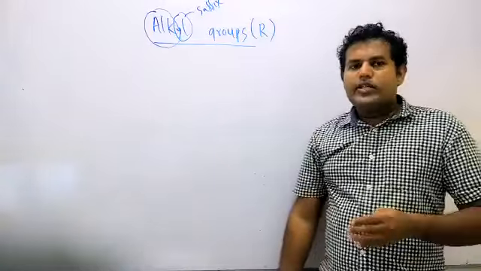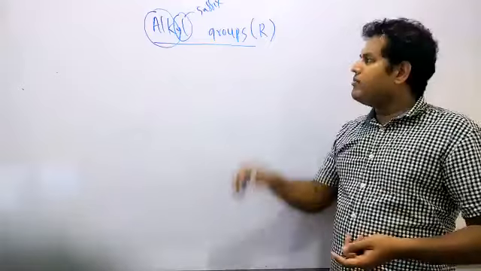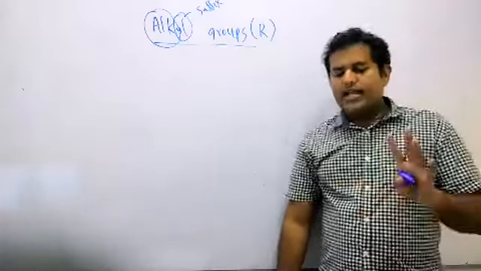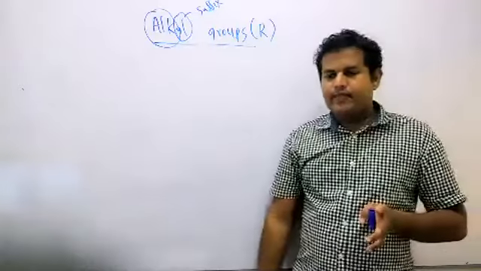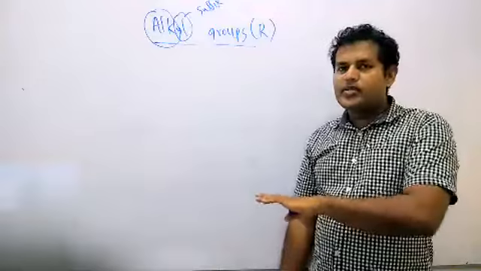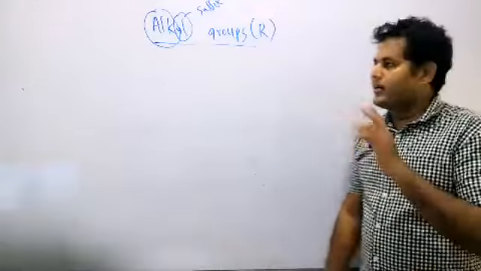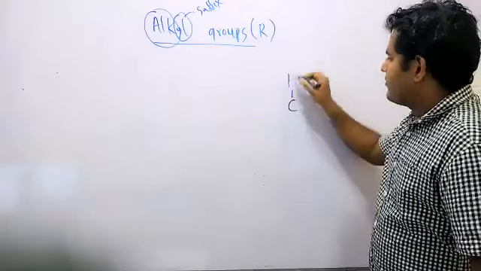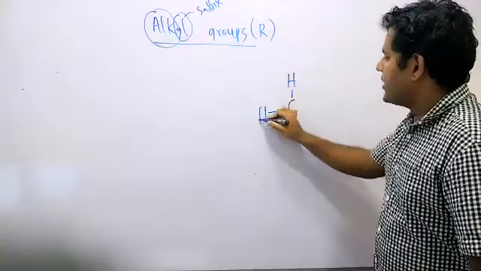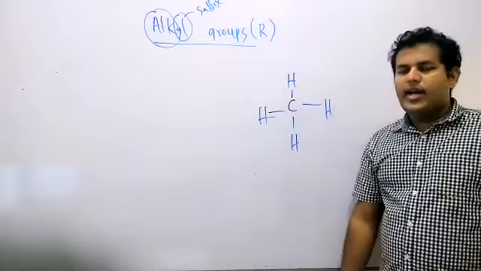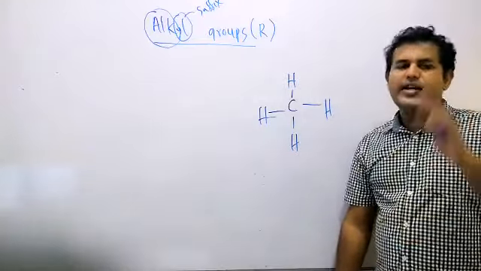So how do we generate alkyl groups? And what is the importance of these alkyl groups? Please remember, first of all, I'll teach alkyl groups and then tell the importance. So how to get alkyl groups? We have to take an alkane, like this. And then from an alkane, you have to remove one hydrogen.